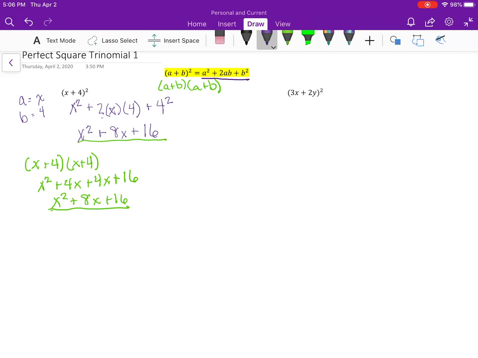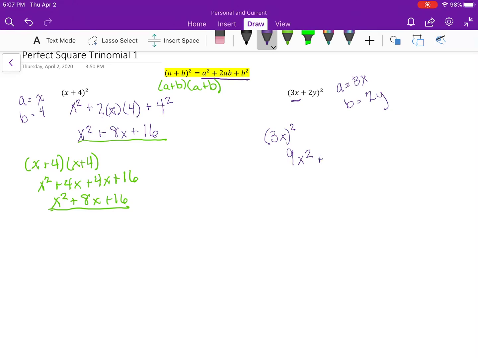Let's look at our second trinomial here, or binomial, excuse me. We know a is equal to 3x because it's in the first position, and b is equal to 2y. I'm going to see if I can just plug in a, b into my equation and simplify. So a squared is like saying (3x) squared. We can distribute in that exponent and we can see 3 squared would be 9x squared.